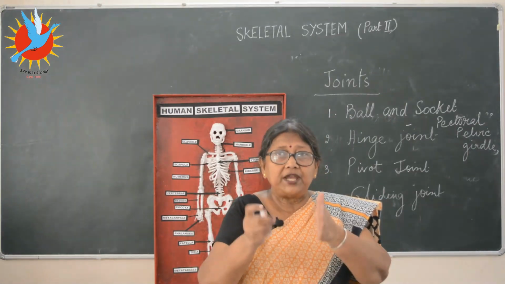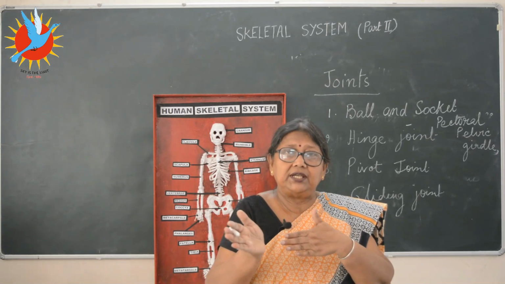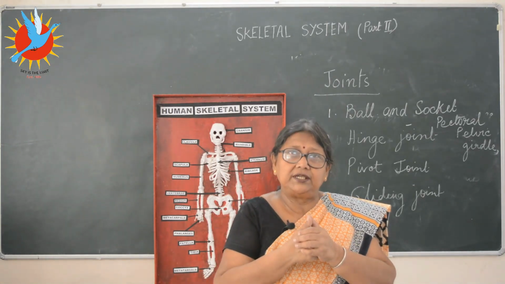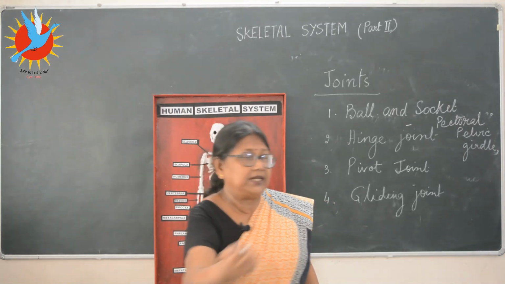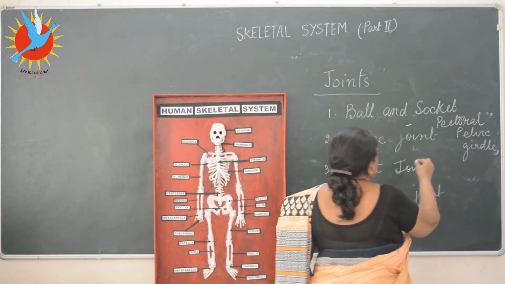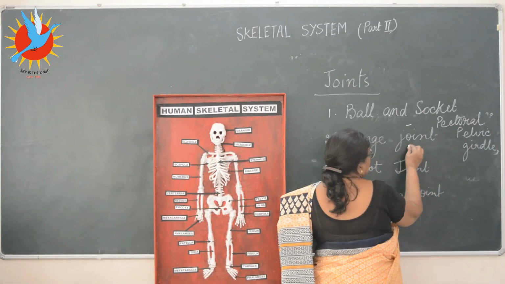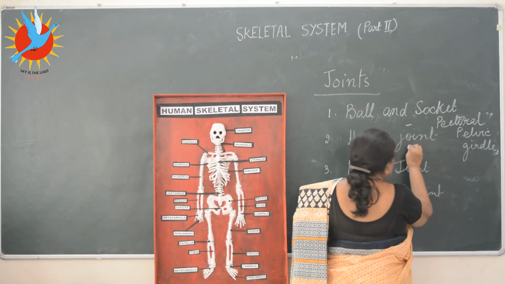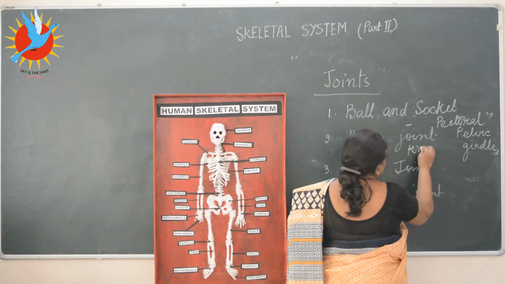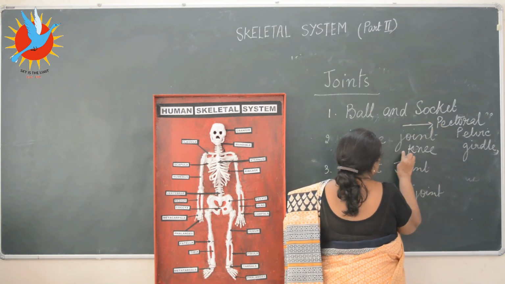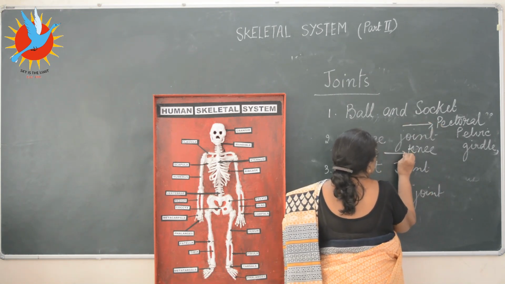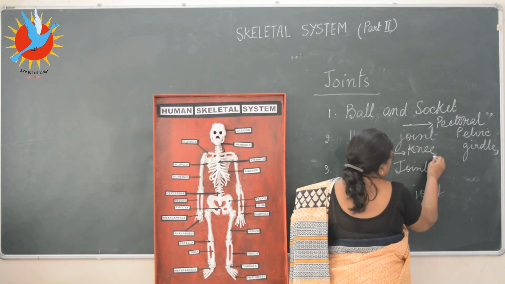So when the joint is only moving in one direction, that is called the hinge joint. Clear? Hinge joint means movement in one direction. So for this we'll give an example. You can give the example of the knee. This is the example of this. Knee and elbow.